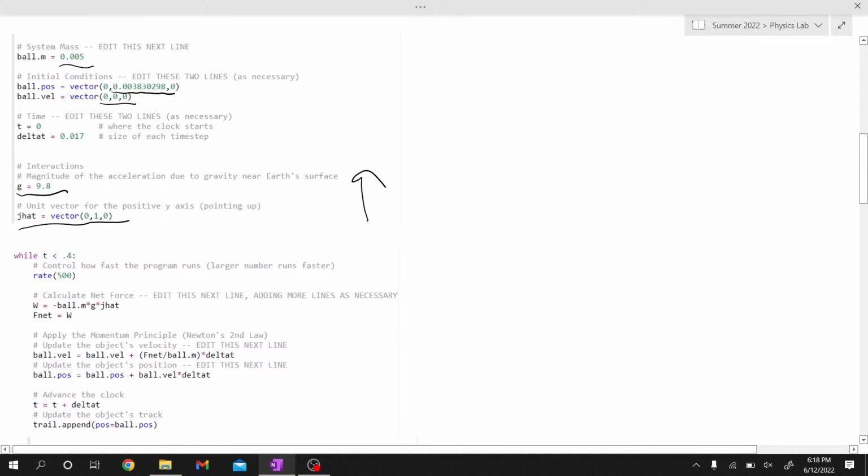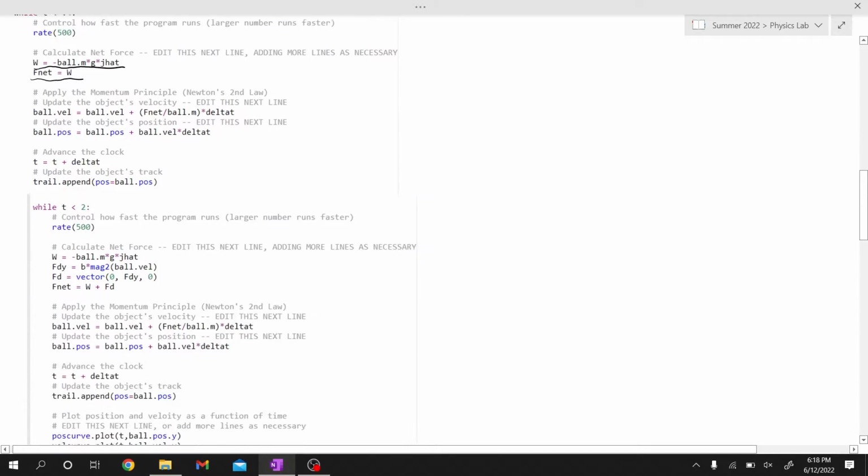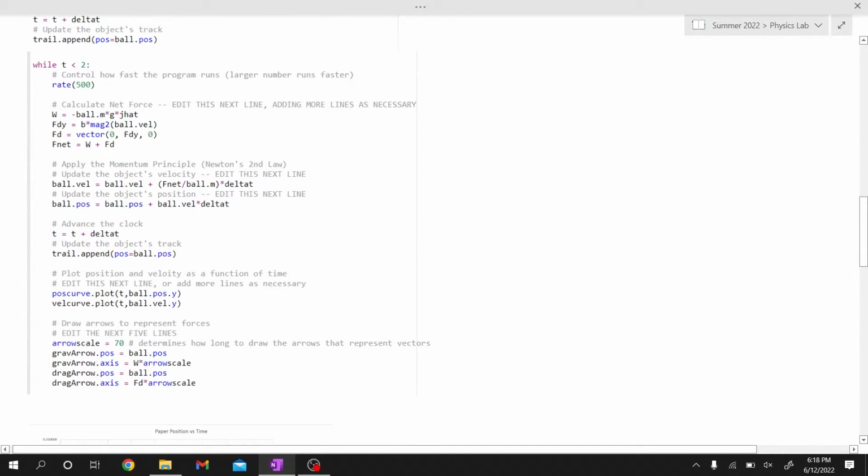For only gravity, we will be using the following code. We only have one force acting on the ball, which is the gravity force. So we use this line of code: W equals negative ball dot m times g times j hat. This is effectively just the gravity equation: the mass of the ball times gravity times j hat in the negative direction. We then set the net force equal to our variable W, and then plug it into the momentum principle, as we did last week. We will be adding the force of drag.